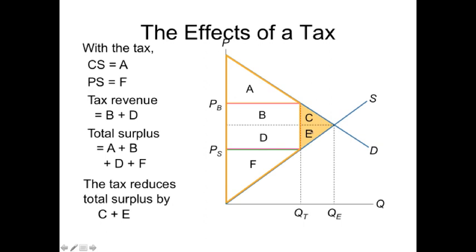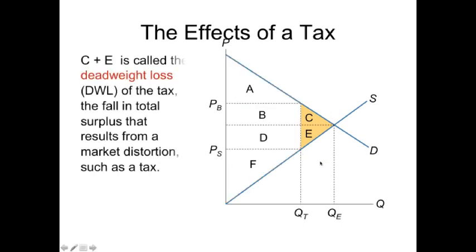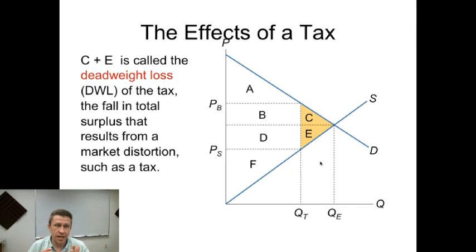The producer surplus is this area E. Once again, similarly, you had sellers who are willing to sell the product for the original price, not for the lower price. That's what we mean by the lost surplus. That lost surplus is called deadweight loss. So the deadweight loss of a tax is the fall in the total surplus that results from that market distortion.